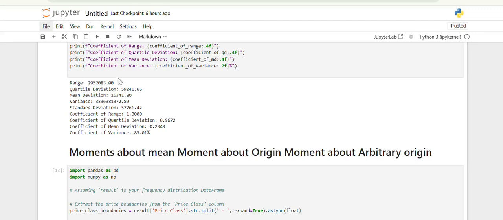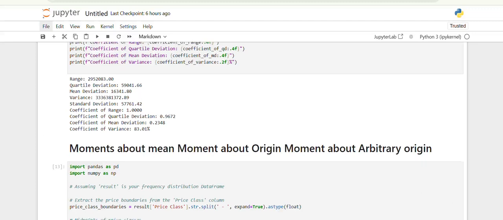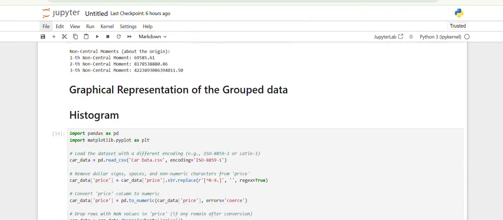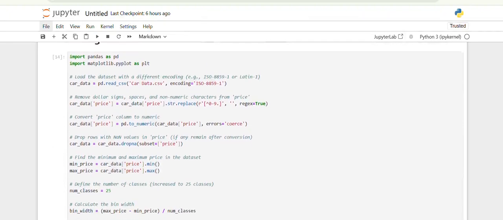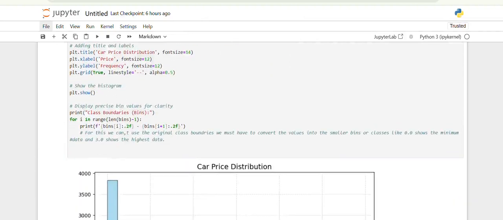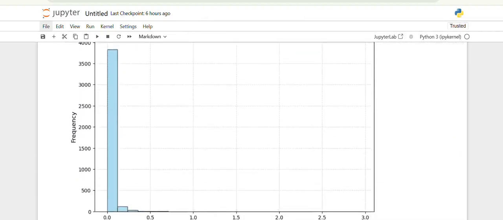After that we find this type of output: moments about mean, moments about origin. This is all related to kurtosis. After that we move towards the histogram. So we will discuss it. There we can see the price range, in the first one, 0.0 to 0.5, there are 4 to 5 classes located. We can see that in the first there are around 3800 cars, and in the second there are around 200 cars. These bars basically tell us the number of cars located in that price range.